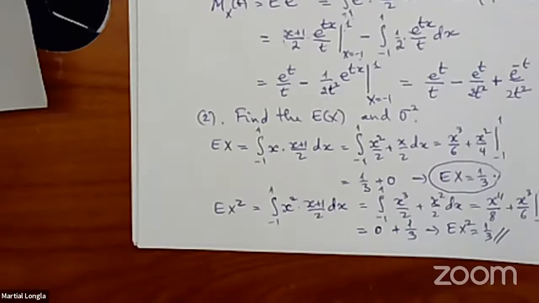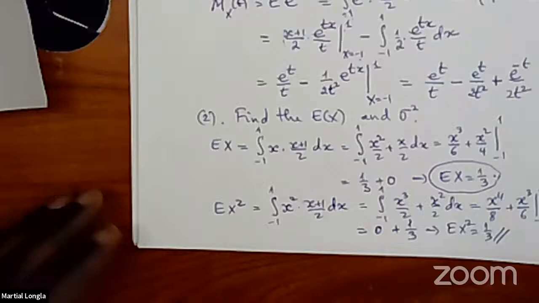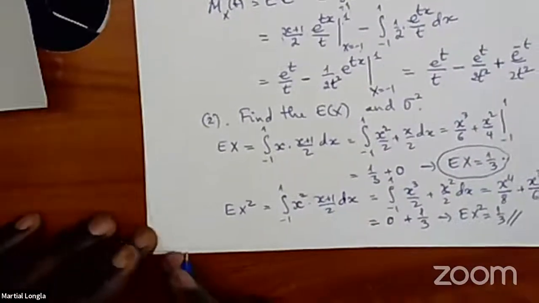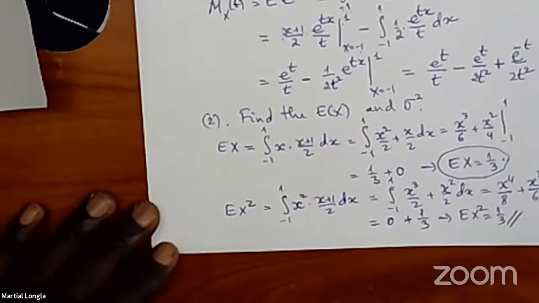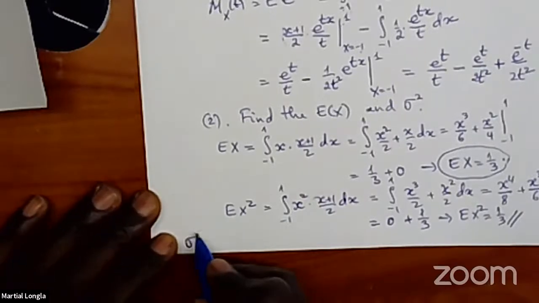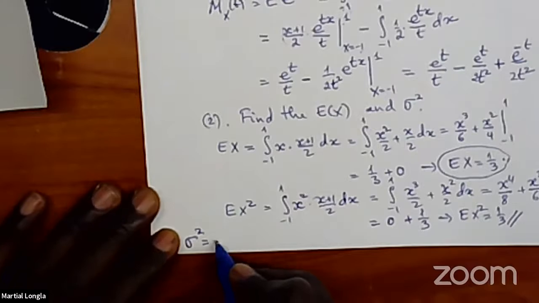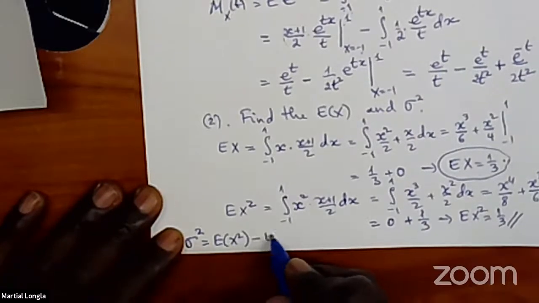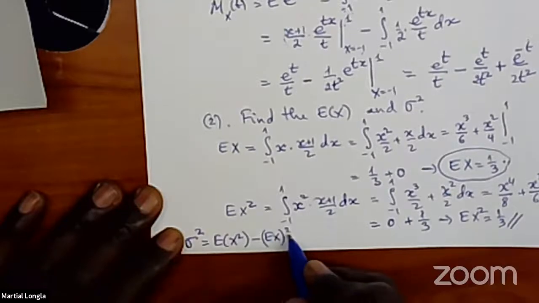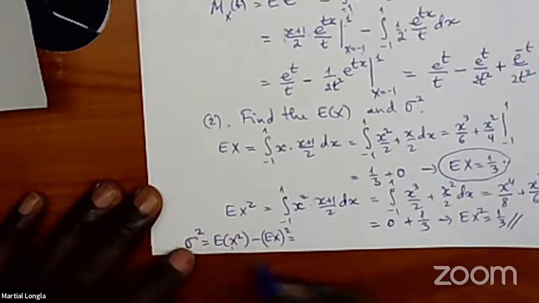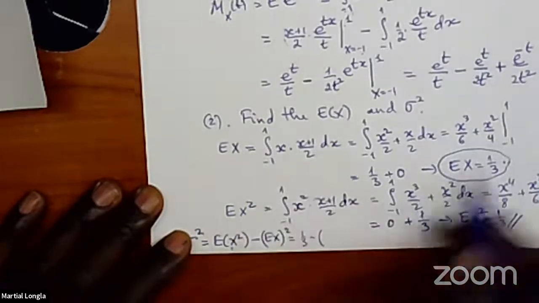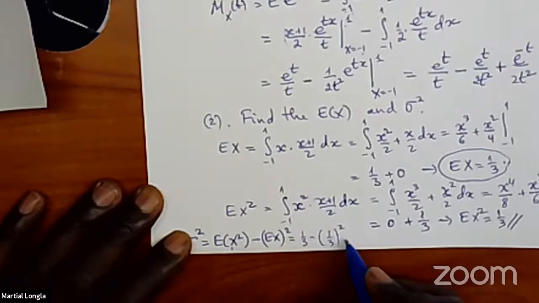Now we have the expected value of X squared and the expected value of X, so we can find sigma squared. Let me put that at the end here, not to start a new paper at the end of the lecture. Sigma squared equals the expected value of X squared, this is the alternative formula, minus the square of the expected value of X. So that is the expected value of X squared, 1/3, minus the expected value of X, 1/3, squared.